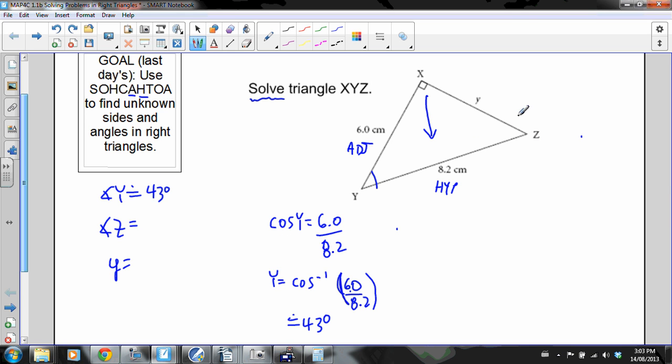Moving on to angle Z, I could do something similar for Z, but I now know that that angle is 43 degrees, so I could just use the angles in a triangle adding to 180 and figure out what Z is, right? It's 180, subtract the 90-degree angle, subtract the 43-degree angle we just found, and that's 47.